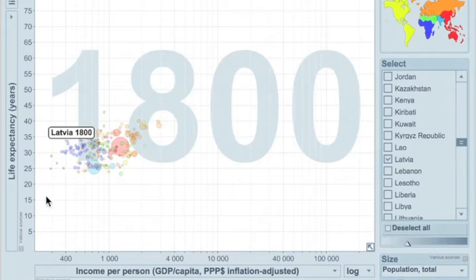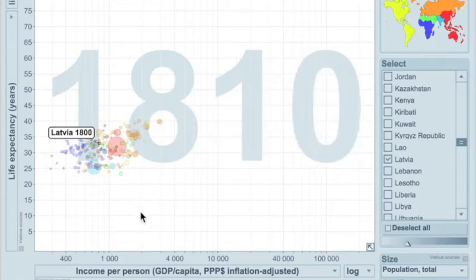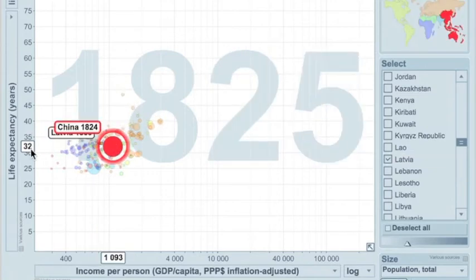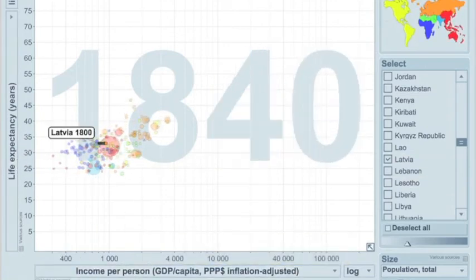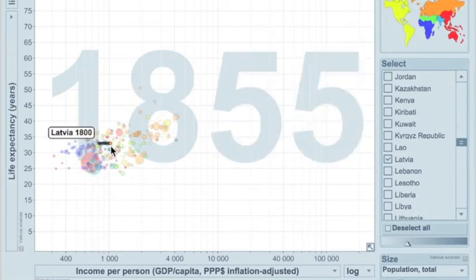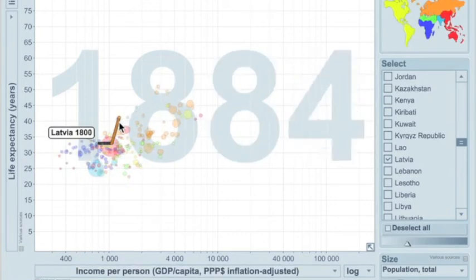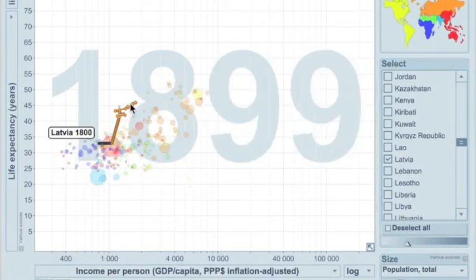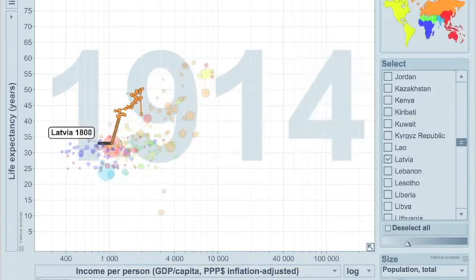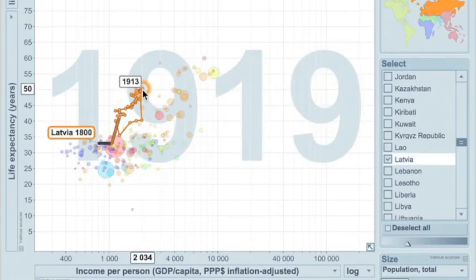Okay, so here we can see Latvia, and on the y-axis we see life expectancy, and on the x-axis income per person. Latvia's income per person increases steadily here, but life expectancy doesn't start increasing until about the 1860s. Then both indicators start increasing, with minor dips in income per person, but in 1914, at the start of World War One, there's a major decrease in life expectancy up until 1918, and that's when it starts to increase again.